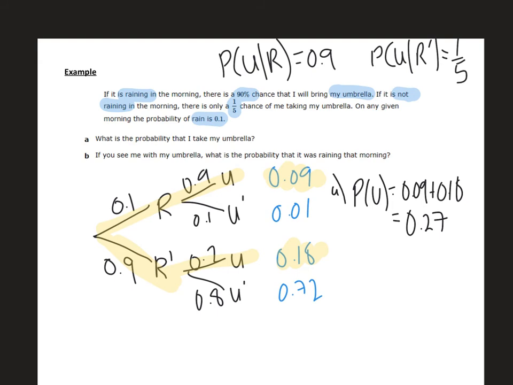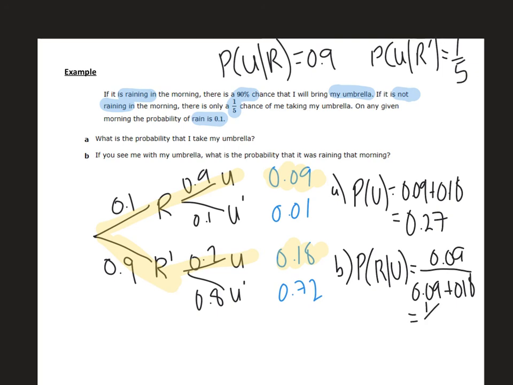Part B: if you see me with an umbrella, what is the probability it was raining that morning? So that's saying what's the probability that it's raining, given that you see me with an umbrella? Well, you know that I have an umbrella, so I'm going to write the options for an umbrella on the bottom. That was 0.27, which comes from the 0.09 and 0.18, the two that are highlighted. Out of those two options, which one was it where it was raining that morning? It was the first option, so that was 0.09. So you can work that out and you just get a third.